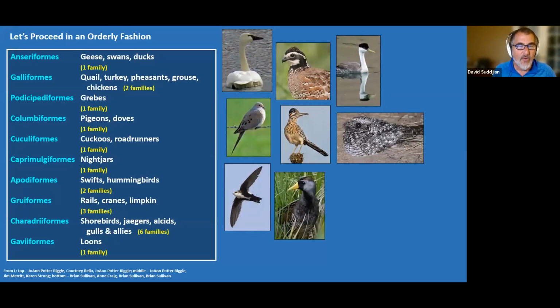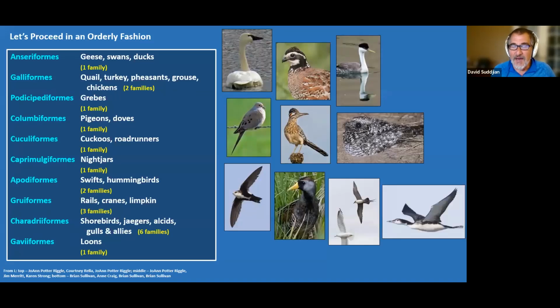Then Gruiformes are rails and cranes. Limpkin is in that order, Gruiformes. We have Charadriiformes with 6 families, so a pretty diverse group of different shorebird families. Jaegers, alcids like murres and puffins, and gulls and terns and skimmers are all in this big order, Charadriiformes. When you have 2 i's in an order name or even a family name, like Charadriiformes, the first has that E sound. That's how we're going to pronounce it, at least here. But you know what? Say it however you're going to say it, but try to get it right.